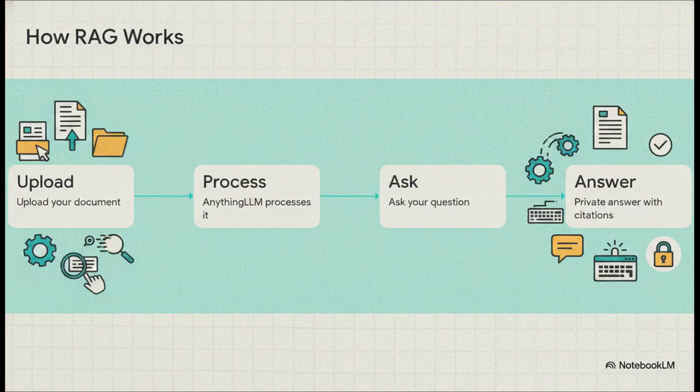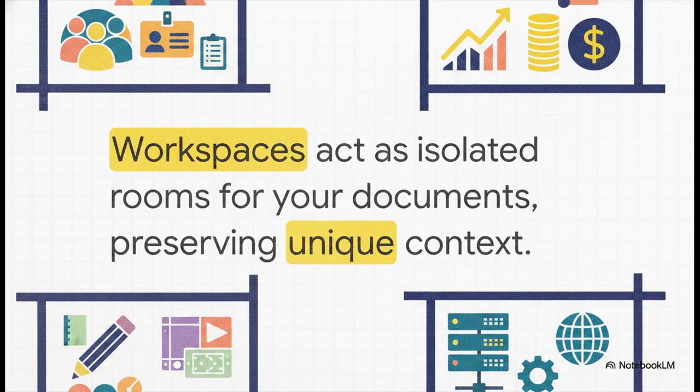And the process itself is incredibly beginner-friendly. Step one, you just drag and drop your document. Step two, AnythingLLM automatically processes it behind the scenes, instantly turning it into a searchable format. Step three, you just ask your question, exactly like you would in any standard chatbot. And step four, you get a completely private answer, complete with direct citations pointing exactly to where it found that information in your file. Now, to keep everything organized, the software uses what are called workspaces.